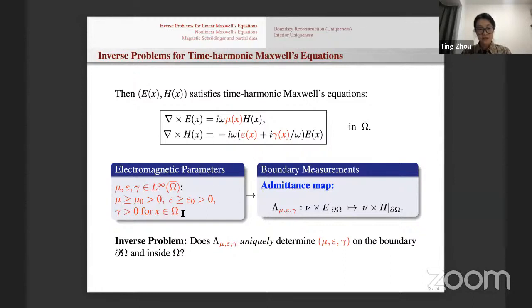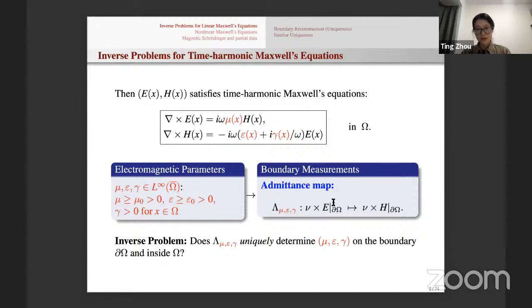Okay, here on the left in this box, we have some basic assumptions on mu, epsilon, and gamma. At this point, we assume them to be L infinity and asymptotic to some constant outside the domain, or they can be theoretically extended this way.